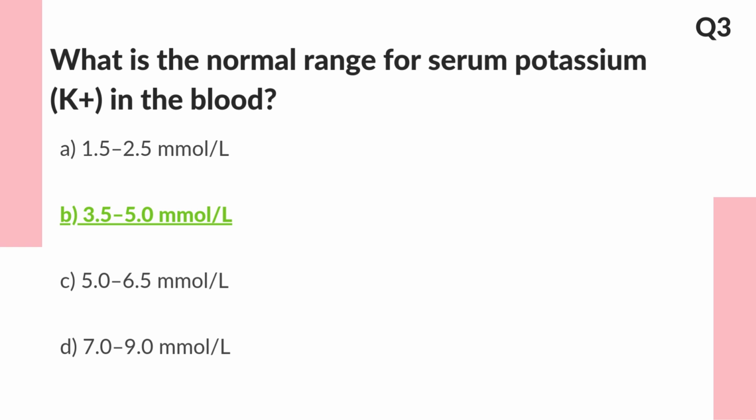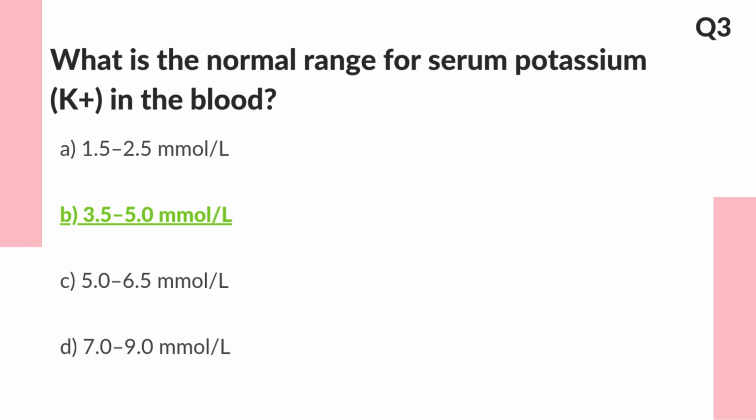And even if you're not sure, you can really look for some answering rationale. For instance, the answer can never be 7.0 to 9.0, because that looks like a very high value. At the same time, 1.5 to 2.5 also doesn't look right. Then the answer has to be B or C. So try to use such rationales when you're answering the question.